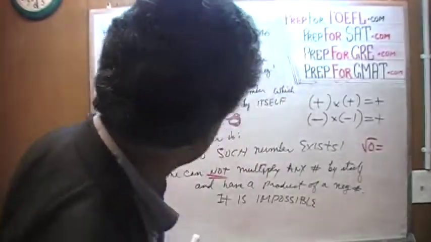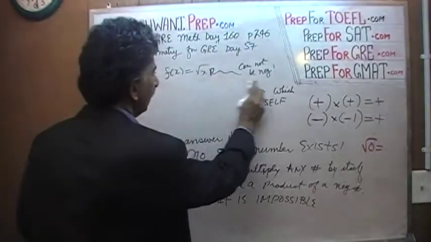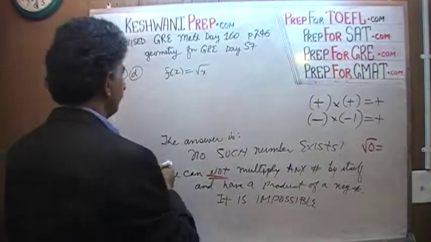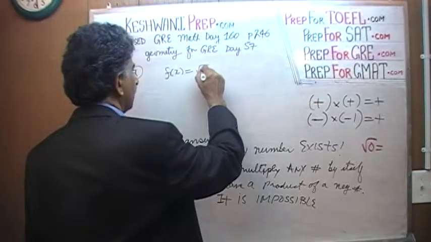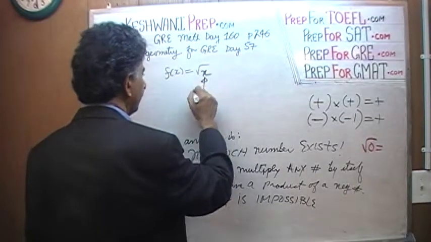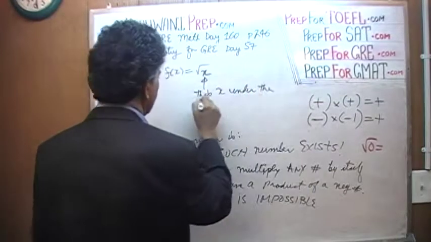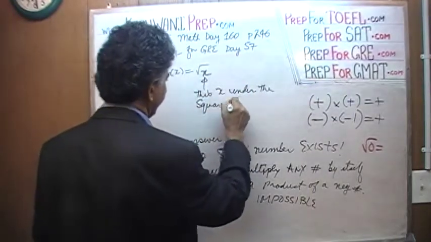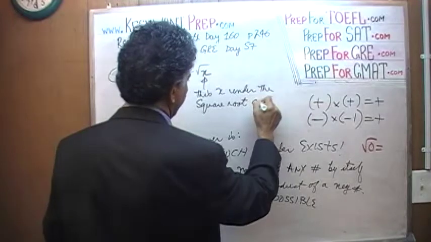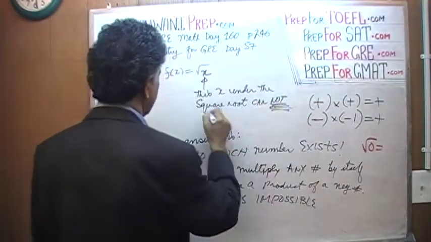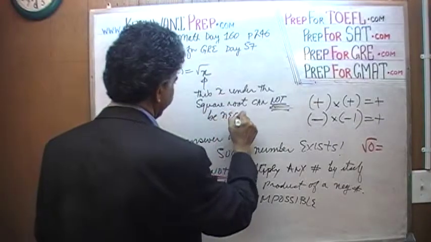We're going to make a note of it. There is a limitation on x. This x under the square root sign cannot be negative.